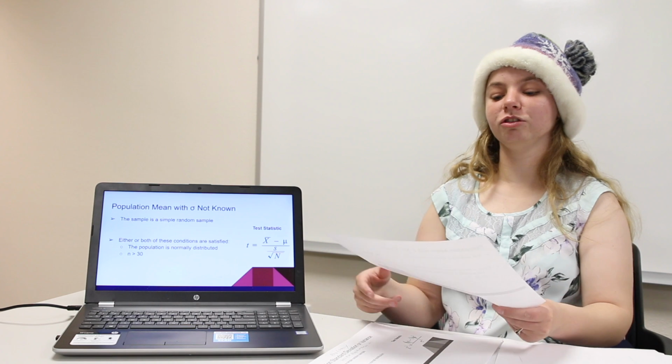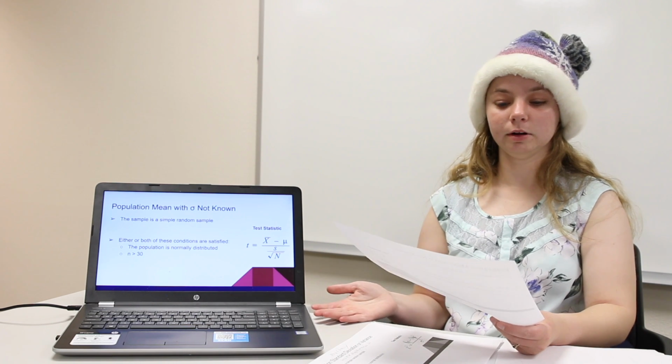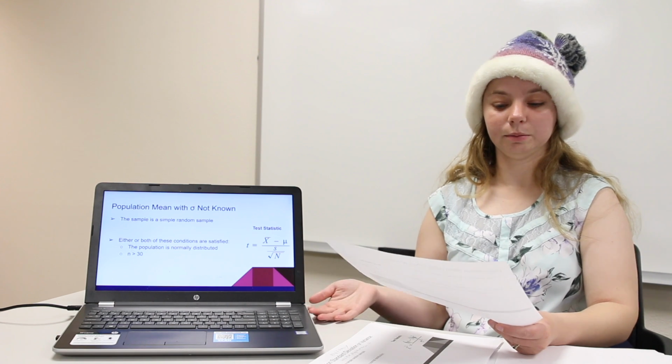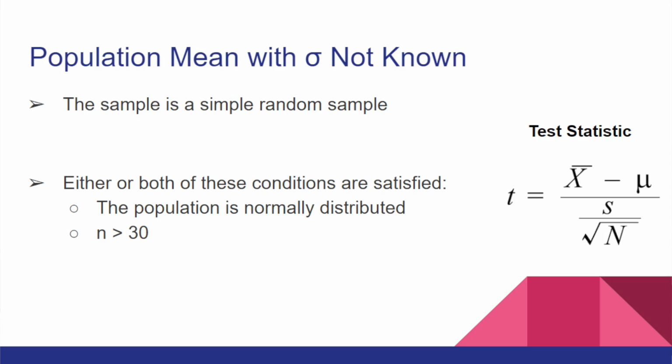And the test statistic would be z equals x bar minus mu divided by sigma divided by the square root of n. The population mean with sigma not known has the requirements that the sample is a simple random sample, and either or both of these conditions are satisfied: the population is normally distributed, or n is greater than 30. The test statistic would be t equals x bar minus mu divided by s divided by the square root of n.